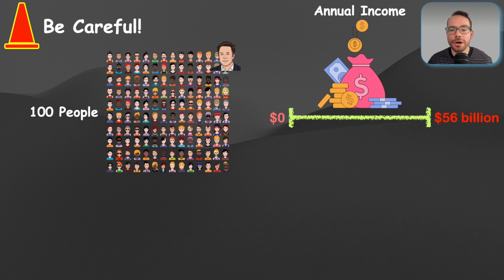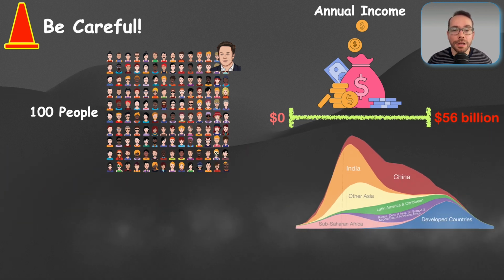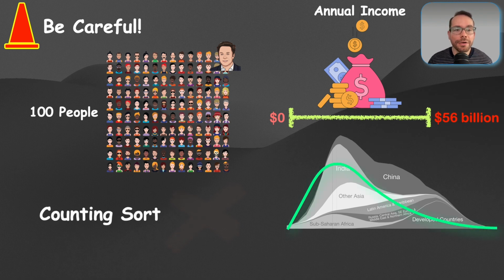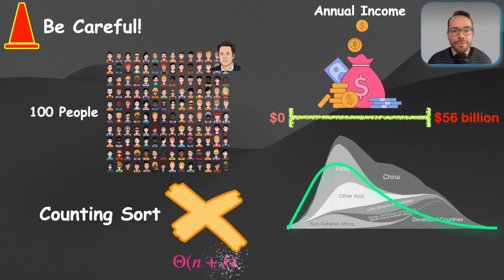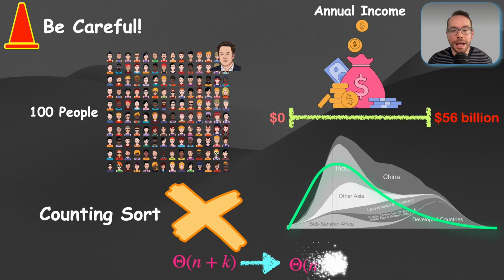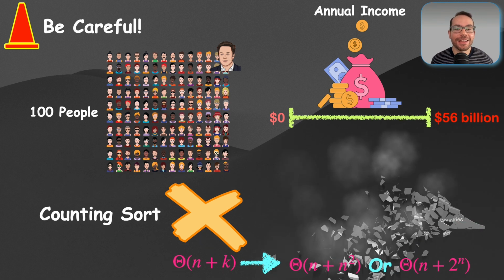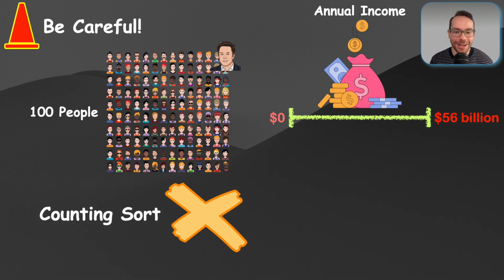Annual income, regardless of having Elon in your sample population or not, often follows a log-normal distribution with a very, very long tail. Counting sort would be highly inefficient here, requiring a massive count array and wasting a lot of memory. It can be as slow as an exponential time sorting algorithm. Always consider your data distribution and characteristics before choosing the sorting algorithm.